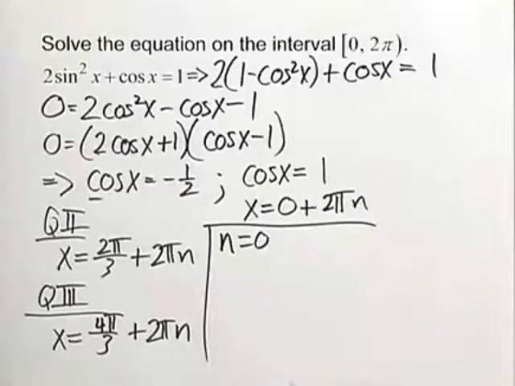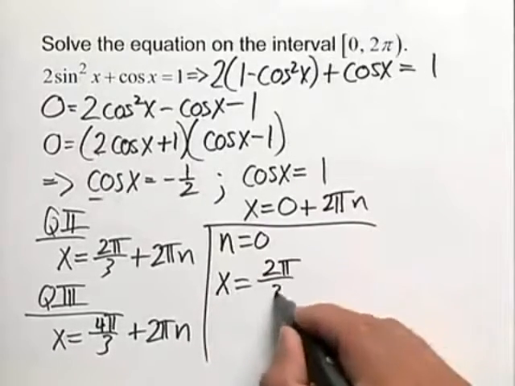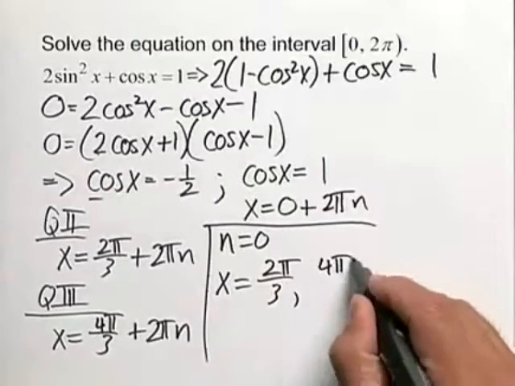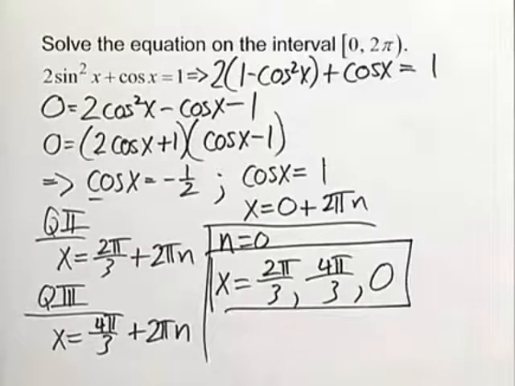And from our potential solutions, we come up with the following. X is equal to 2 pi thirds, 4 pi thirds, and then finally 0. So these are the 3 solutions for our trig equation.